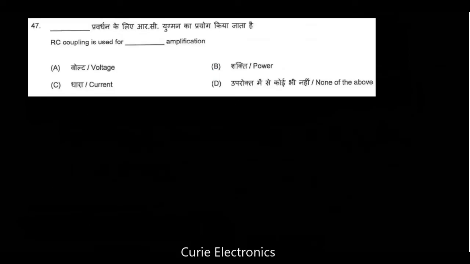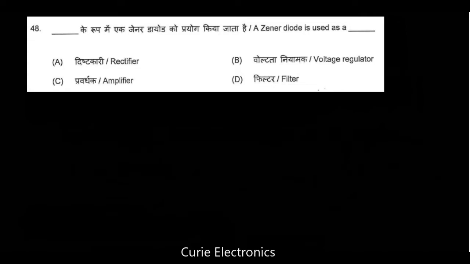RC coupling is used for dash amplification. RC coupling is usually used for voltage amplification. For a voltage amplifier, the coupling used is RC. For a power amplifier, usually it is a transformer. A Zener diode is used as a voltage regulator. To regulate the voltage, we use the Zener diode.